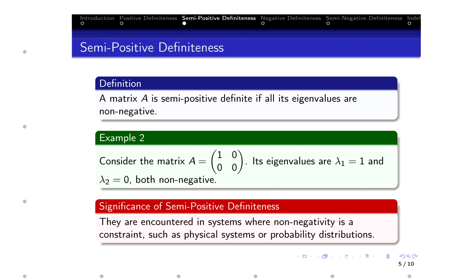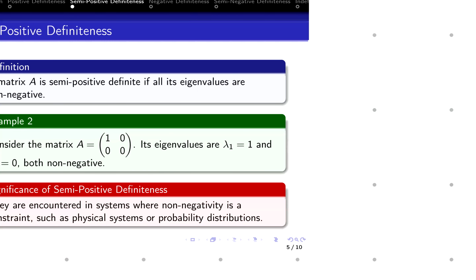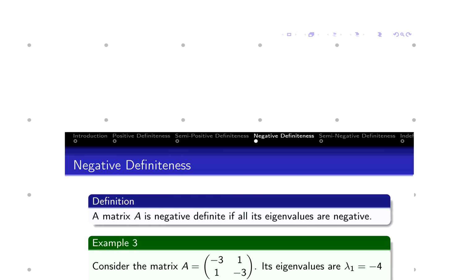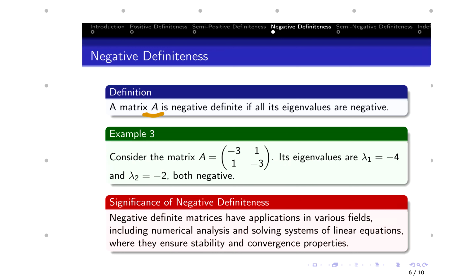Okay, so let's see the next thing, which is about negative definiteness. A matrix A is negative definite if all its eigenvalues are negative, all its eigenvalues are strictly negative. Maybe I can put the word strictly negative. And strictly negative is to ensure that there is no zero as part of the eigenvalues. For instance, if you have this matrix A, which is -3, 1, 1, -3, the eigenvalues are -4 and -2, right? And they're both strictly negative. So you can say this matrix A is actually negative definite.